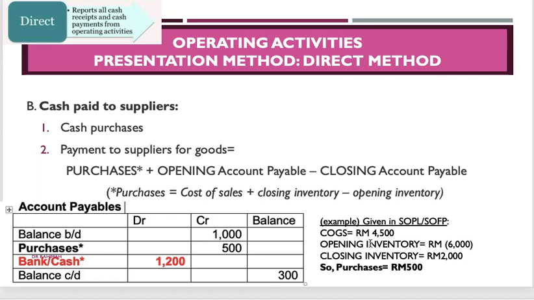COGS is given in the SOPL. For example, it is 4,500, and then the inventory is given in the SOFP, the opening and the closing. So you reverse them. So 4,500 you minus 6,000 and you plus 2,000, you will get the purchases 500. So you put this 500 into the account, so that when you balance off the account, the difference is the payment that you make to your supplier.